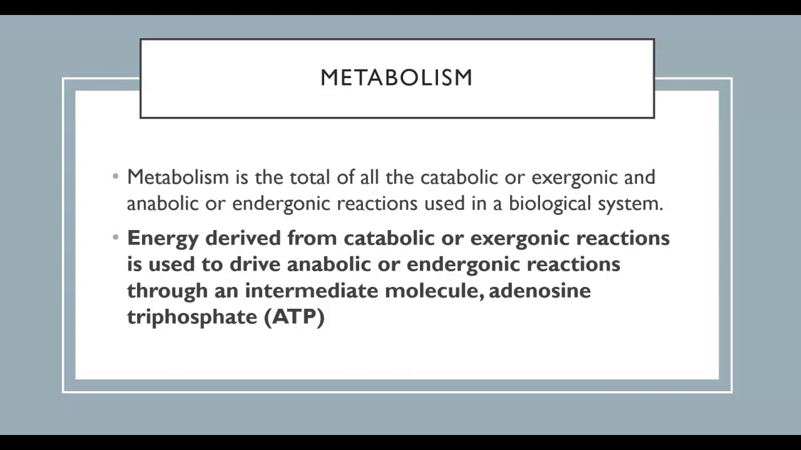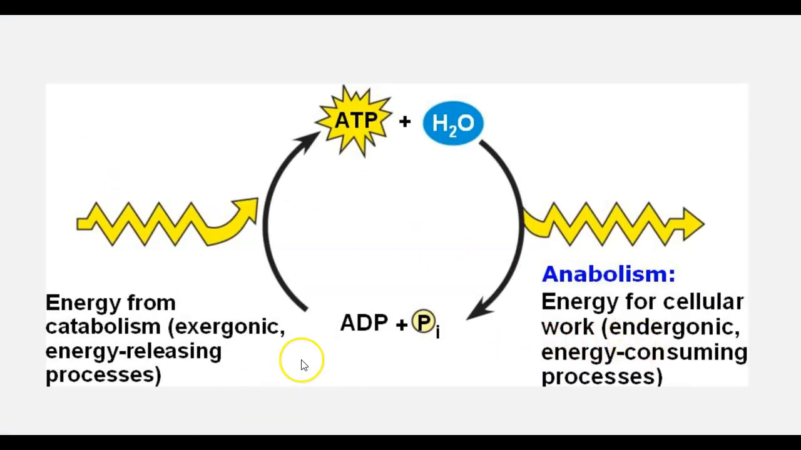And energy derived from catabolic or exergonic reactions is used to drive anabolic or endergonic reactions through an intermediate molecule, adenosine triphosphate. So this is where we get into what is ATP and why is it necessary. So energy is released from catabolic, so breaking down of molecules, and then with ATP, we begin to form anabolic reactions or endergonic reactions. So ATP is necessary for the entire metabolic process.